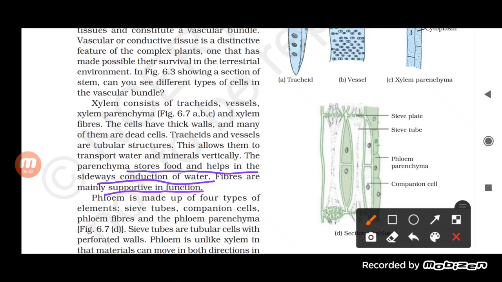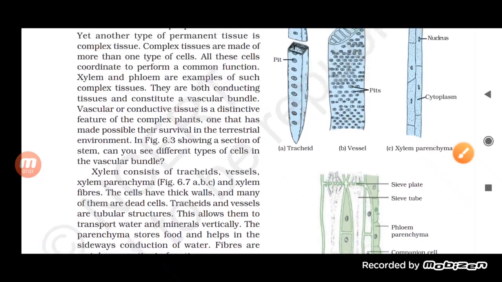Okay, so these are the four different elements of xylem, which include the trachea, vessel, xylem parenchyma and xylem fiber. So except for the xylem parenchyma, all the others are what? They are dead cells. So no such storage will take place. Only the xylem parenchyma will store.